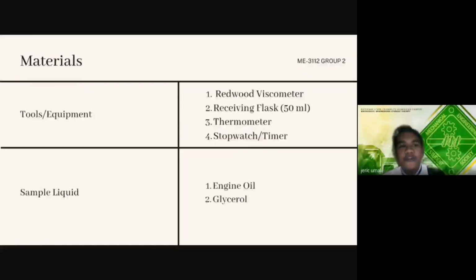In order to perform these laboratory experiments, here are the needed materials. For the tools and equipment, we have Redwood Viscometer, receiving flask, which is 50 ml, thermometer, and stopwatch or timer. For the sample liquid, we have engine oil and glycerol.